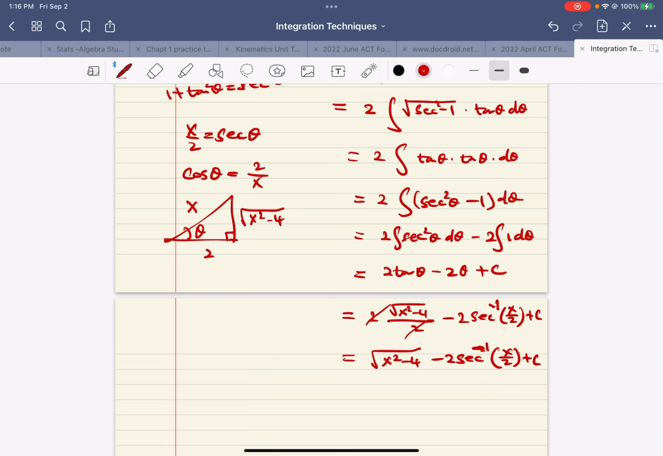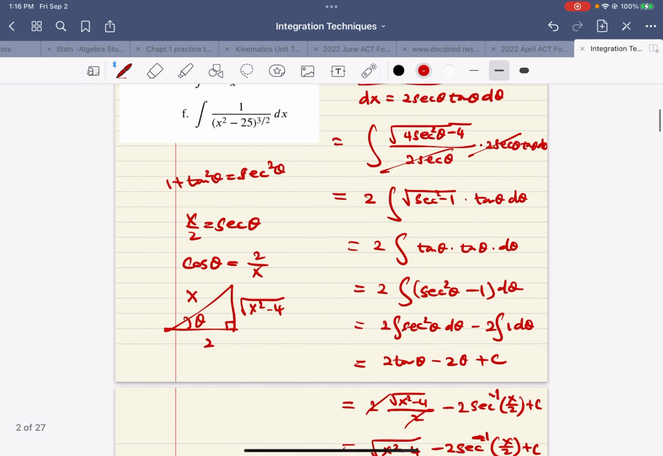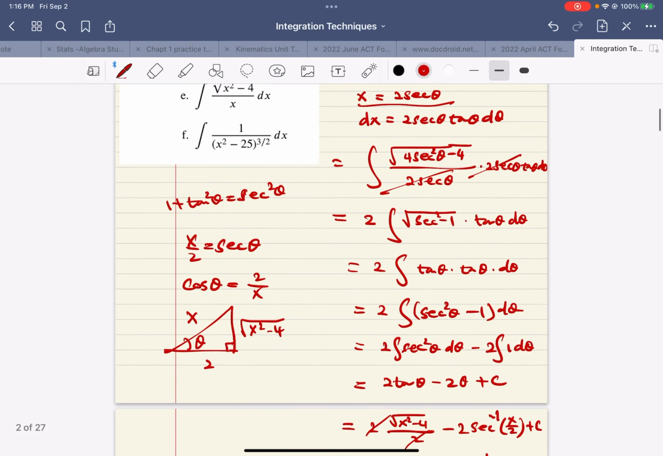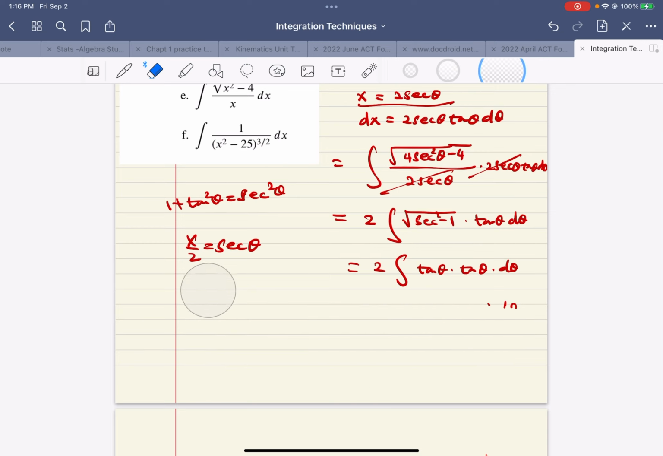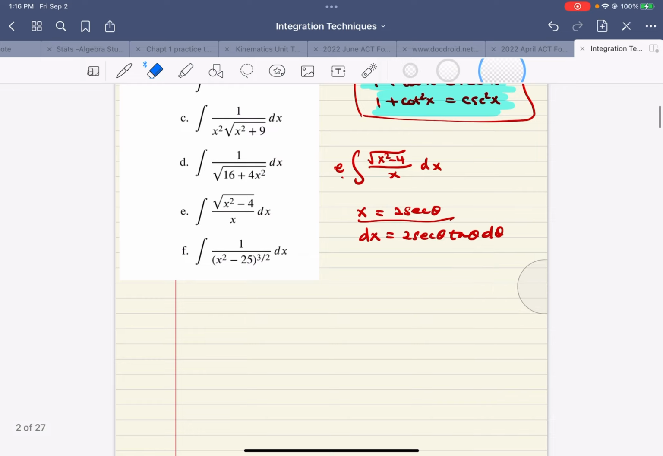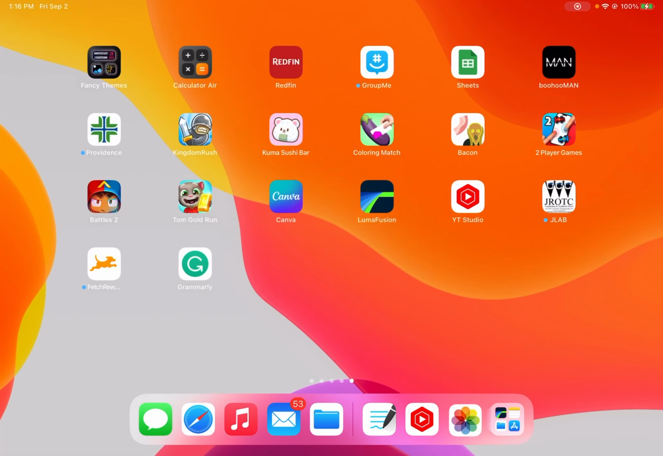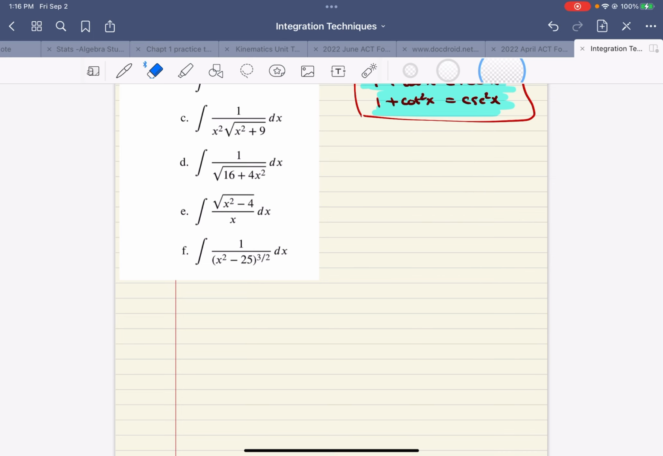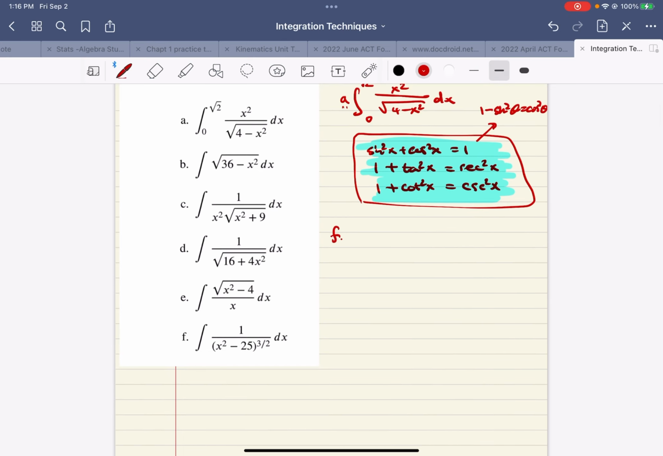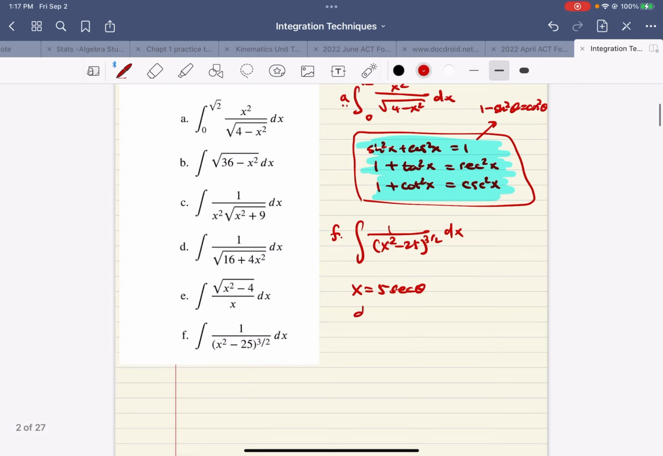Now, let's move on. Now F, the last one in this unit here. Last one, which is F, the integral of 1 over x squared minus 25 to the 3 halves. Okay, I'm going to do that. So this one, let's put x equals 5 secant theta, like that. So then dx is 5 secant theta tangent theta d theta.